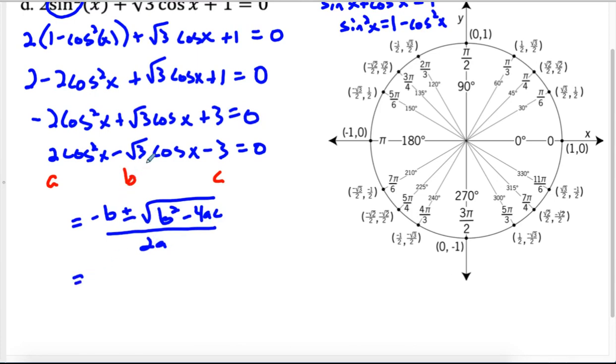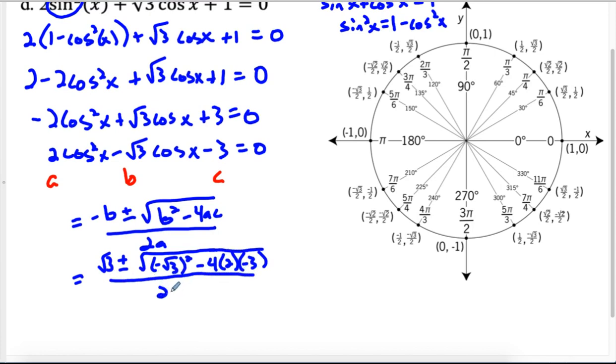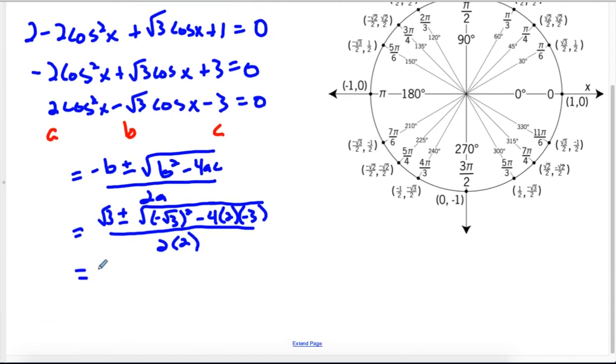And if we plug these values in, the opposite of the square root of 3 would be positive square root of 3 plus or minus the square root of negative square root of 3 squared minus 4 times 2 times negative 3, all over 2 times a. And we can simplify this. Right? This would become the square root of 3 plus or minus.